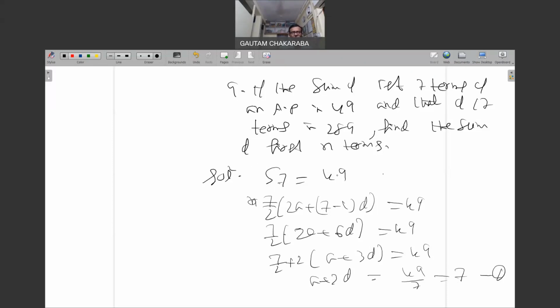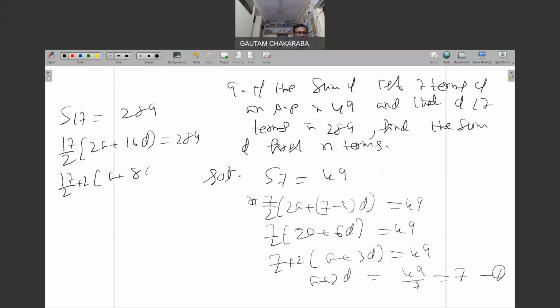Now after that, the sum of 17 terms. S17 is equal to 289. 17 by 2 into 2a plus 16d. So take 2 common: a plus 8d is equal to 289 divided by 17, and 2 cancels.